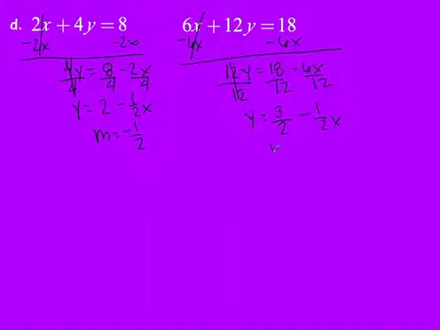Then I have to see what my m would be equal to. And in this case it would be equal to negative 1/2. So then I compare my m's. And because they are exactly the same, that makes them parallel.